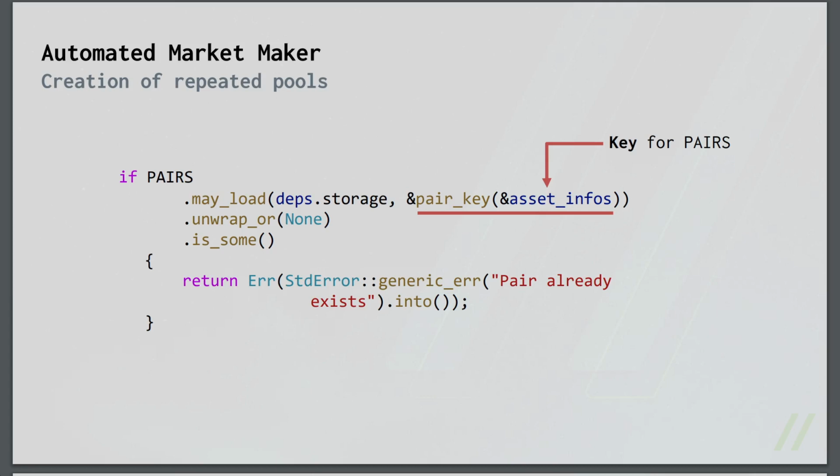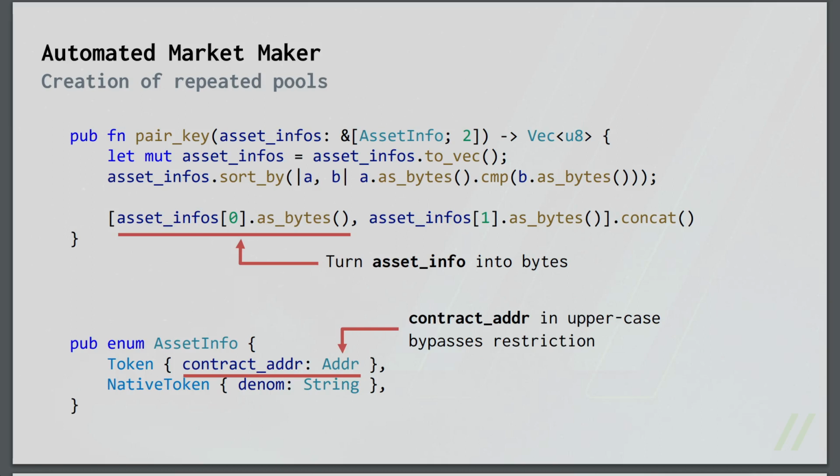So in this case, here you have the key for the pairs. And if you see the code of this function, you see that at the end, you turn the information about the asset, which at the end is just an address, into bytes. And this function tries to verify if a specific pair exists or not.